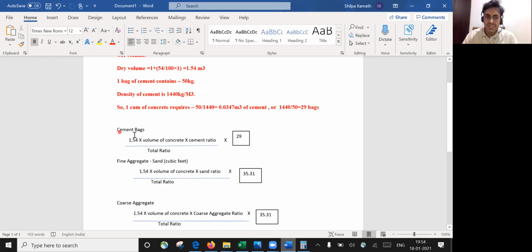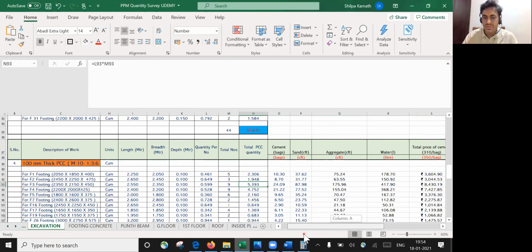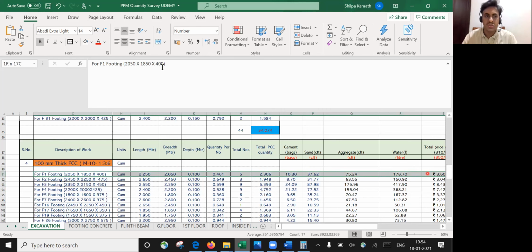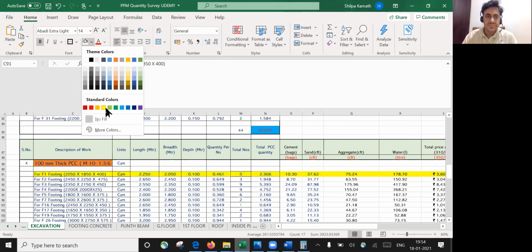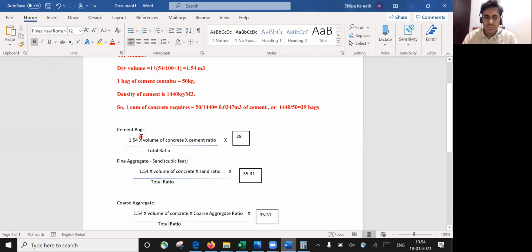Now, how to find the cement bags? I'll take one example. Let us say for the F1 footing, just concentrate only on this part. What is the PCC quantity required in the F1 footing? It is 2.306. So this is my concrete quantity that is required. How do you find the number of cement bags? To find the cement bags, 1.54 is my conversion factor from wet to dry, multiplied by whatever volume of concrete you are getting.